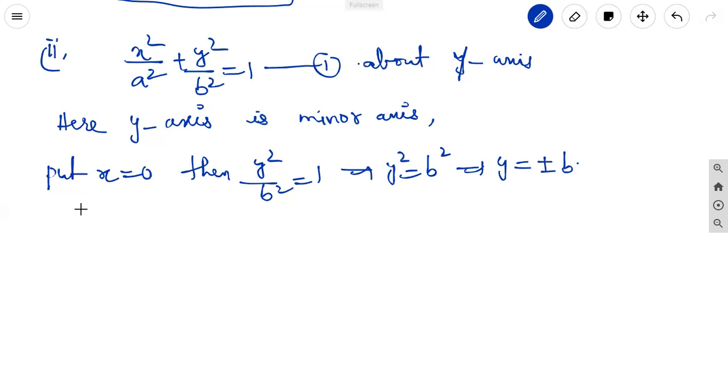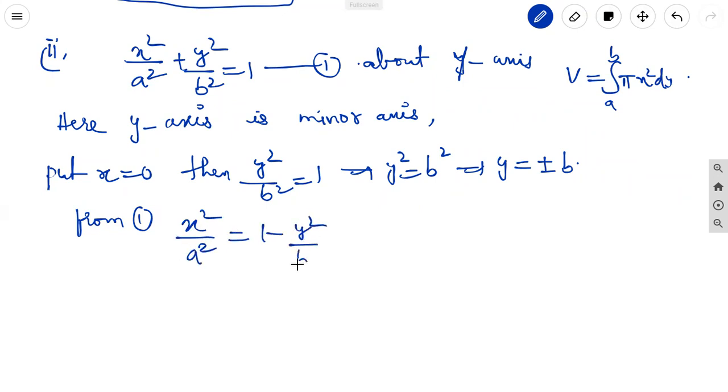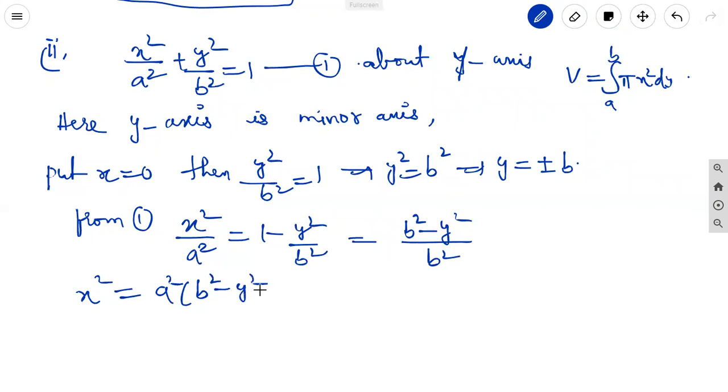Okay. Next, from 1, we know that about y-axis the volume is equal to integral from a to b pi x squared dy. That is the volume. Okay. Here we can find out the x squared value. x squared by a squared equal to 1 minus y squared by b squared. That is taking LCM, b squared minus y squared by b squared. From this, x squared equal to a squared into b squared minus y squared by b squared.